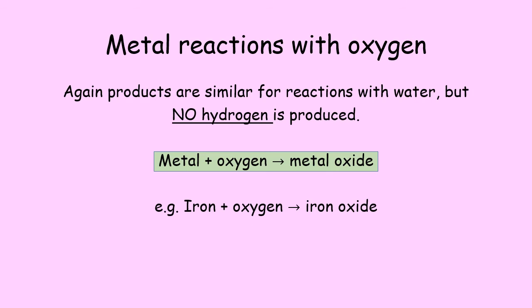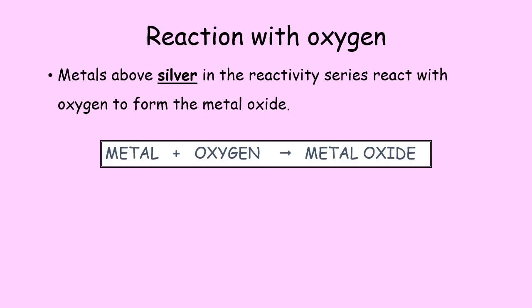So for example, iron reacting with oxygen forms iron oxide. And the only metal that doesn't really react with oxygen is gold. All the other metal elements are able to react with oxygen. And so silver in your list of metals is really the last one that can react with oxygen in the air. So mercury, as well as gold, is unable to react with oxygen.